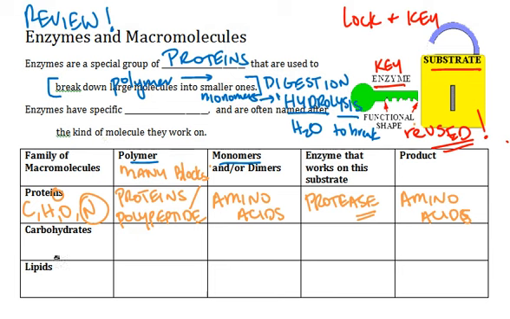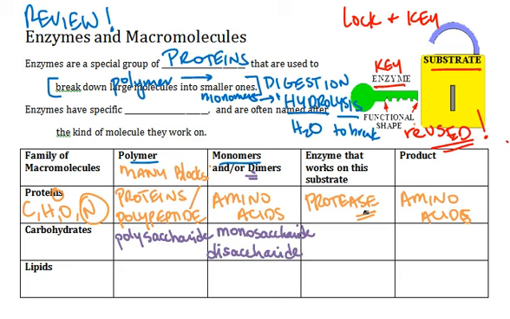macromolecules, we've got our carbohydrates, and the polymer is called a polysaccharide, and the monomer is called a monosaccharide, or the dimer is called a disaccharide. Saccharide means sugar. Mono means one, di means two, poly means many.